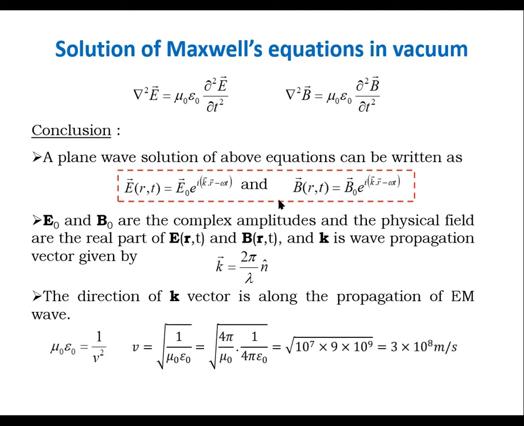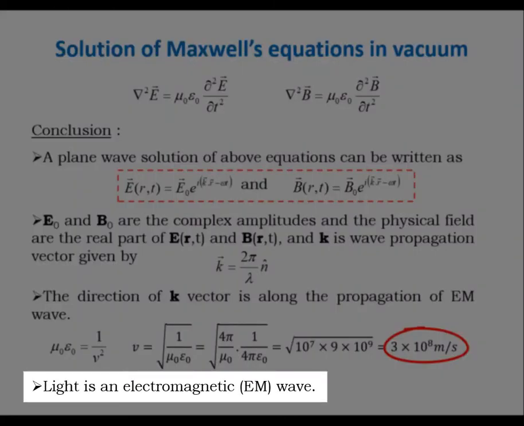Let us find the velocity of this electromagnetic wave since we have the values of the coefficients epsilon naught and mu naught. This comes out to be the velocity of light, 3 into 10 to the power 8 meters per second. By this, one can conclude that light is an electromagnetic wave.